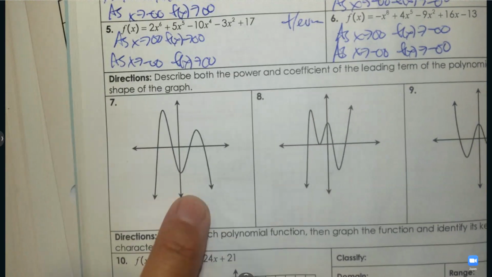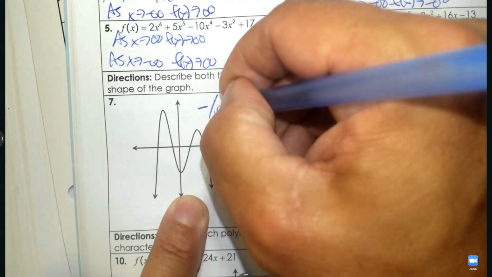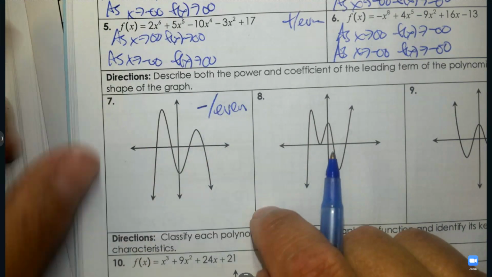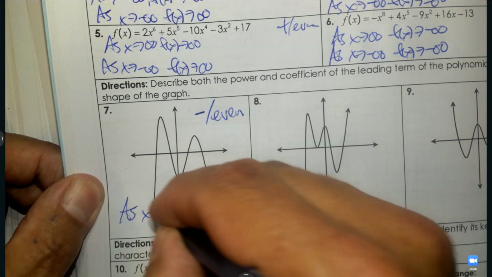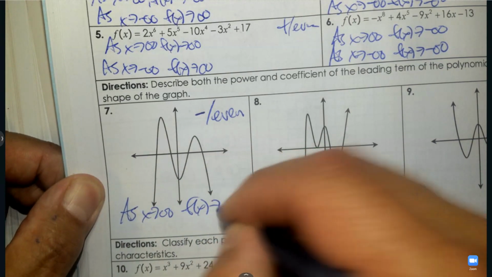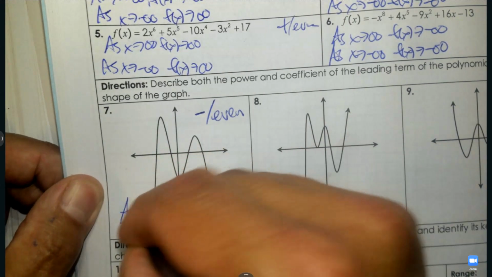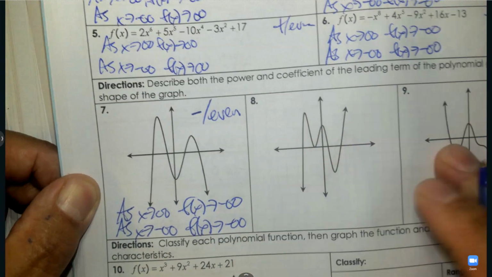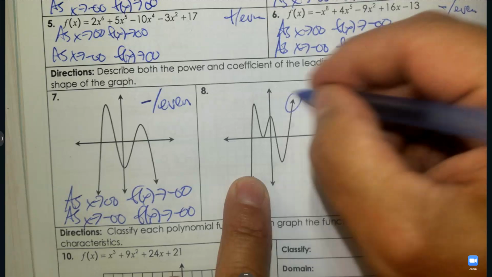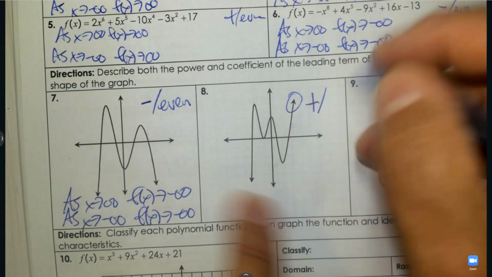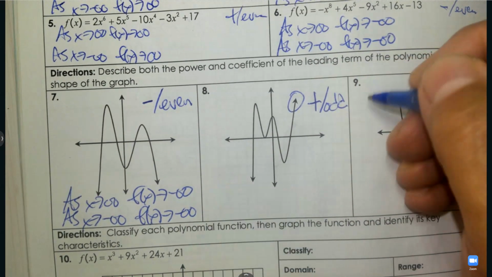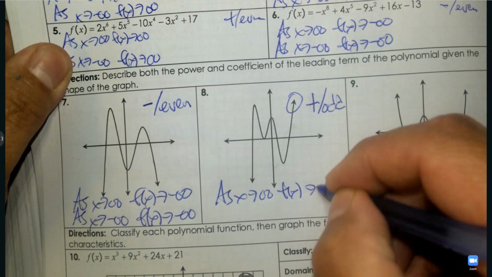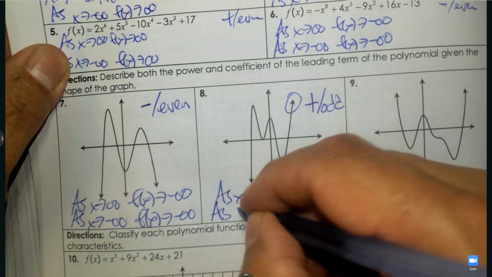So first of all, the power term is going to be negative and even. You understand why it's negative, and they both go in the same direction. And then how do you write down the end behavior with that? So both ends go down, and you learn how to write that properly. If I look here, the right end is up, which means it's positive, and they go in opposite directions, so it's odd. And then I write the end behavior. So again, the right end is up and the left end is down.